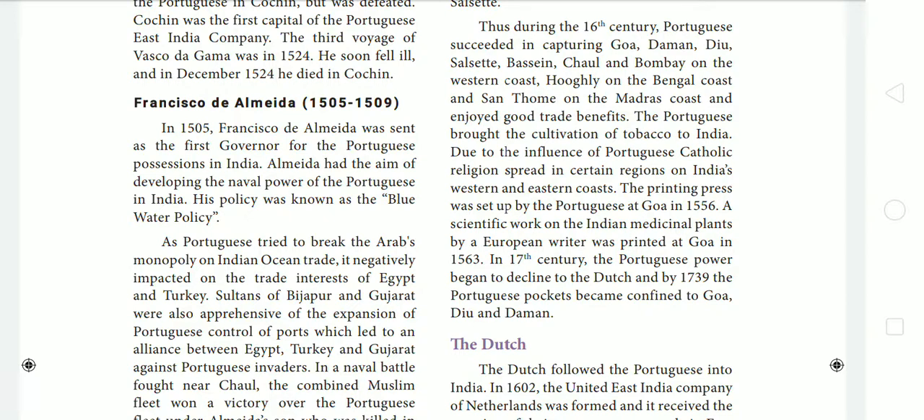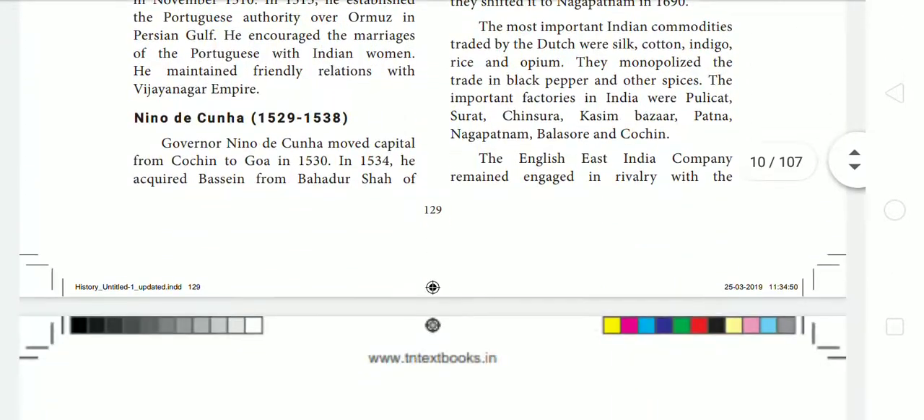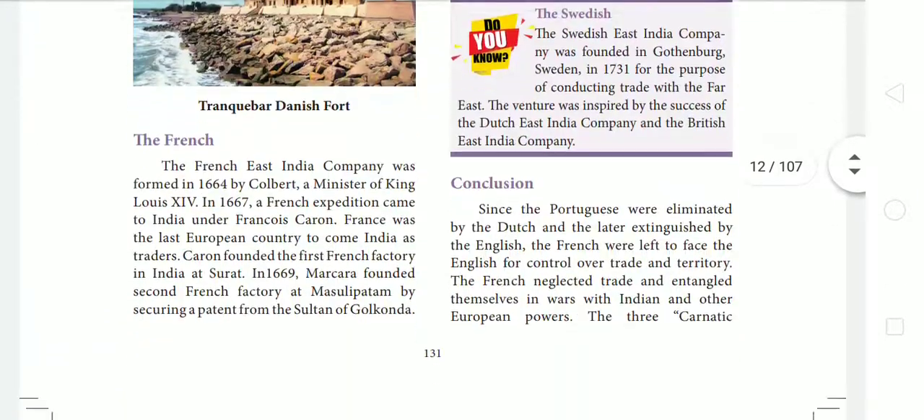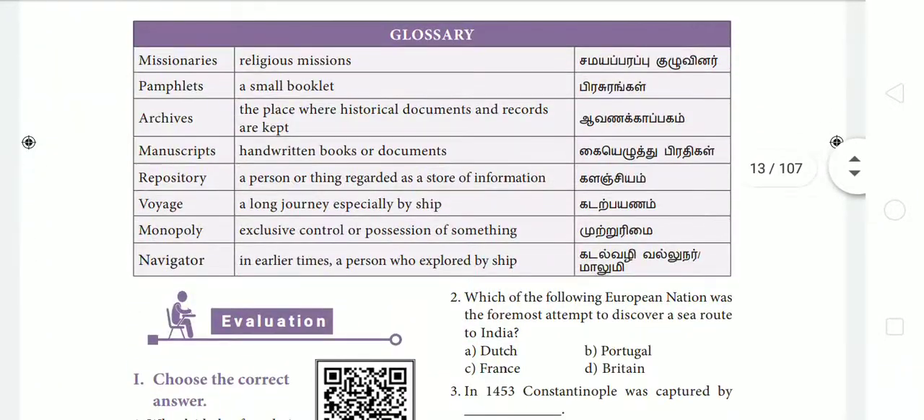Then your work today: look at the back of this lesson. You have some 1 mark questions. Read the glossary thoroughly, and write each word and its meaning 5 times. This is your assignment today.